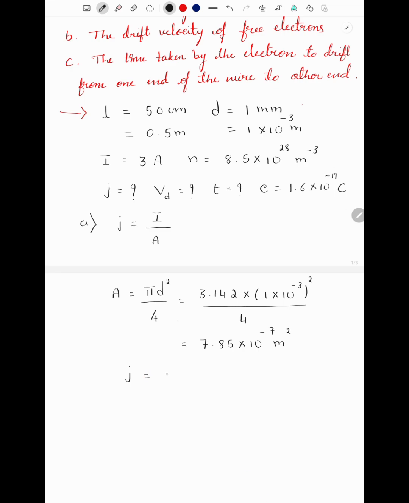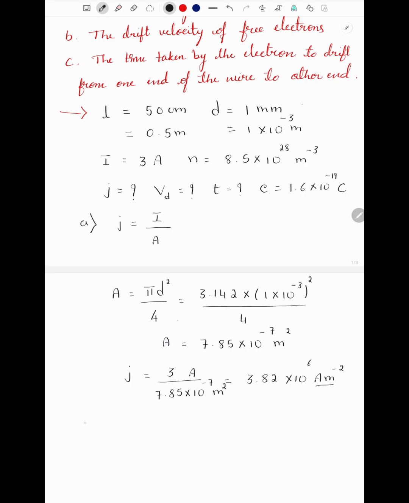So now we can calculate the current density. J is equal to I divided by A. I they have given, that is 3 ampere. 3 divided by 7.85 into 10 raised to minus 7. This is equal to J is equal to 3.82 into 10 raised to 6 ampere per meter square, because here the current is in ampere and the area of cross section is in meter square. Therefore the SI unit is ampere per meter square. This is for current density.